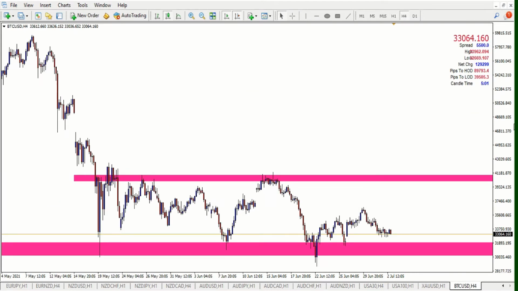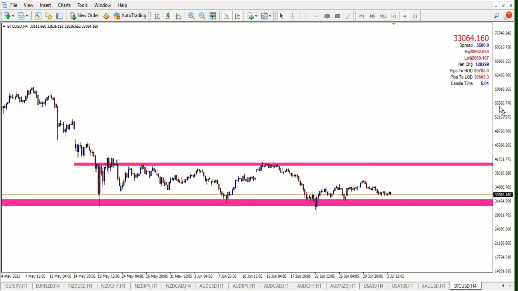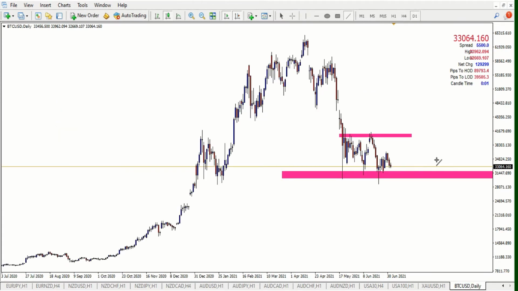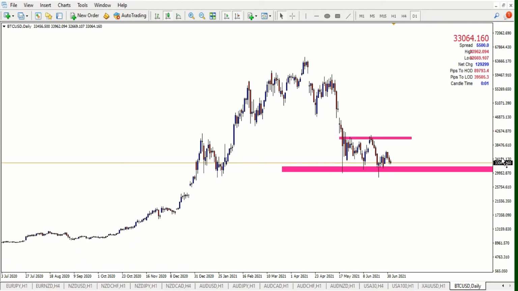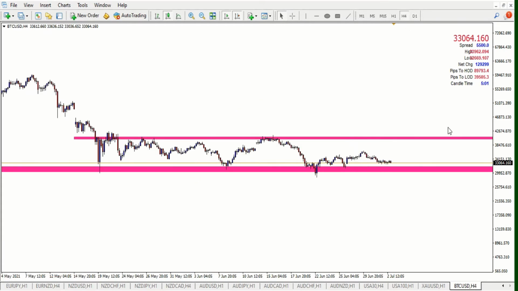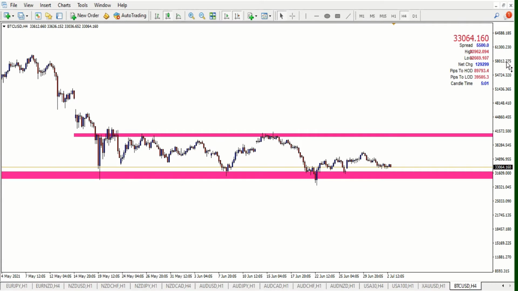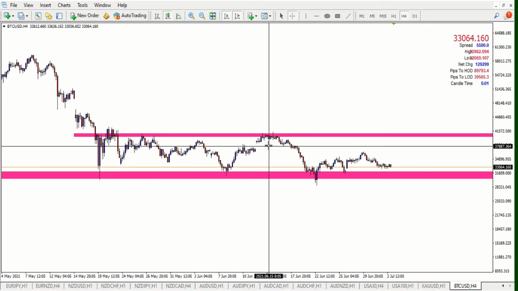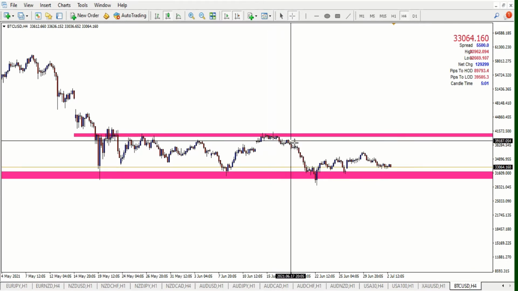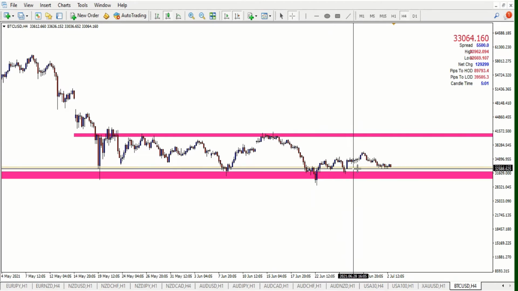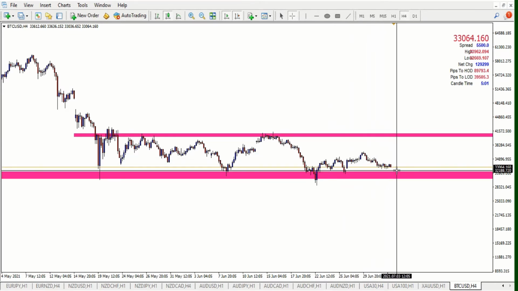Then for Bitcoin, I'm still with the downward bias. Okay, so when we come to our daily, you can still see that Bitcoin is still moving to the downside, with lower lows and lower highs. Then when we come to our 4-hour chart, about 2 weeks ago the market smashed over there and came back down here. Then it started moving up, now it's moving back down.